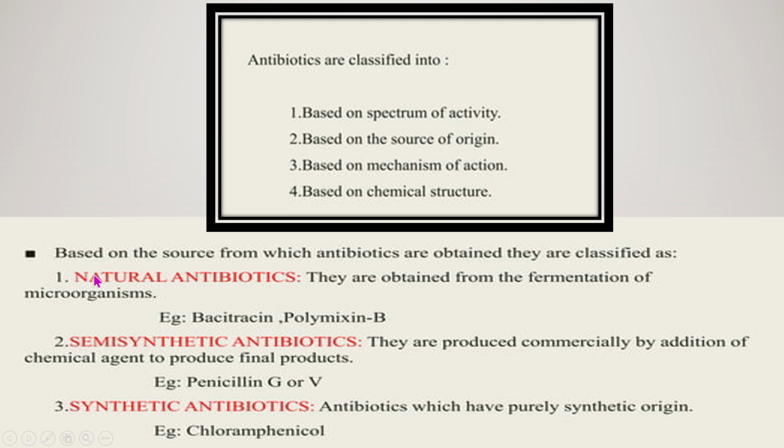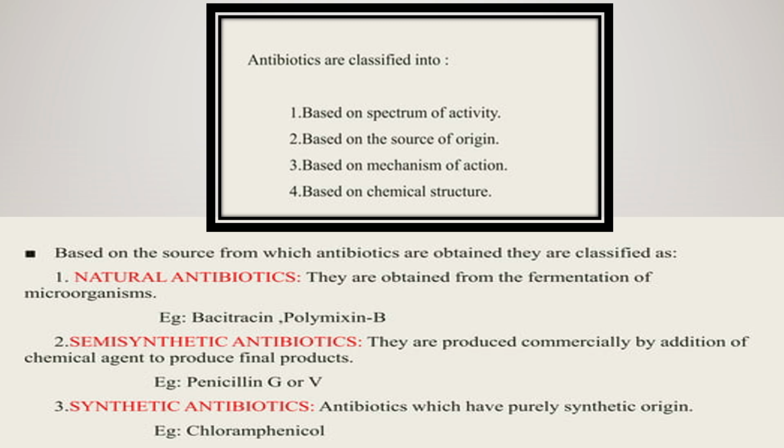Our first class is natural antibiotics. They are totally obtained from the fermentation procedure of microorganisms. Examples of such antibiotics are bacitracin and polymyxin. These are examples of compounds obtained simply by the natural fermentation mechanism, that is, from a natural source. Next is semi-synthetic antibiotics.